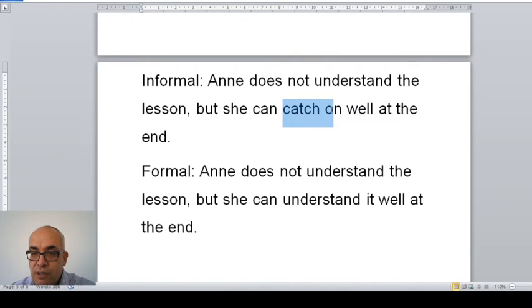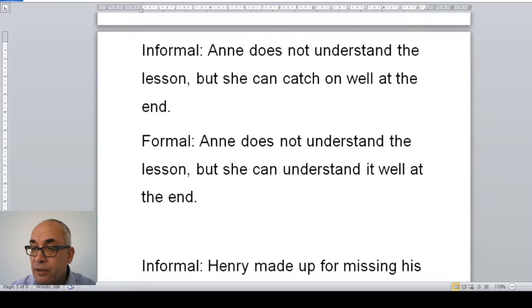So we use idioms in informal English, but in formal English, I have to use different words. So catch on well at the end means understand it well at the end. They have the same meaning. Catch on is informal, understand it is formal. So when you say formal English, it means everything must be formal. Of course, but is a little bit informal, but still it's used in formal speaking and writing.